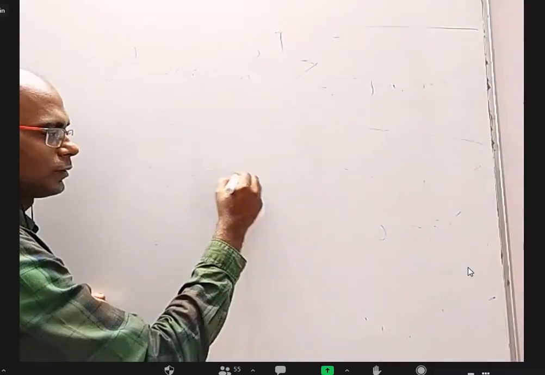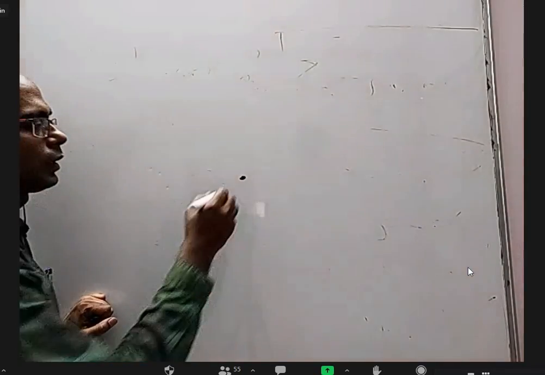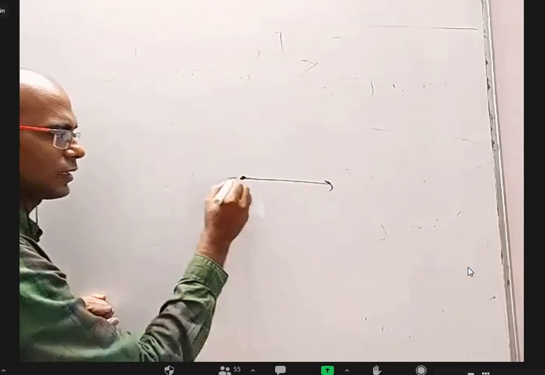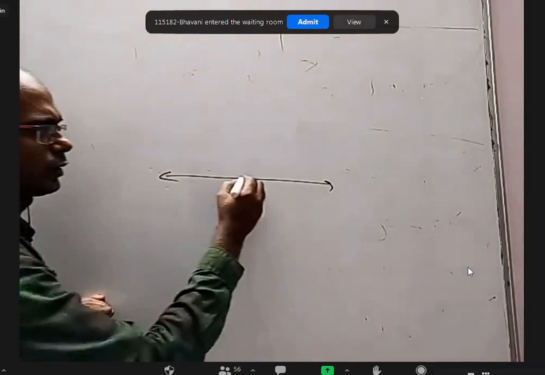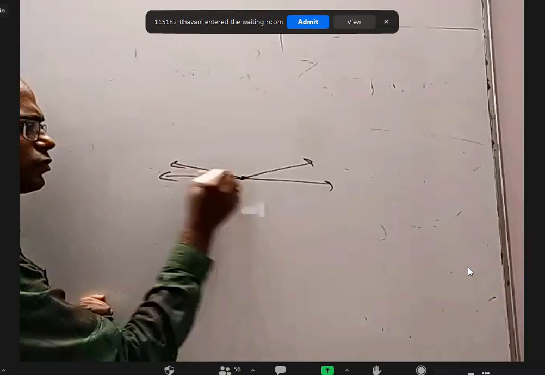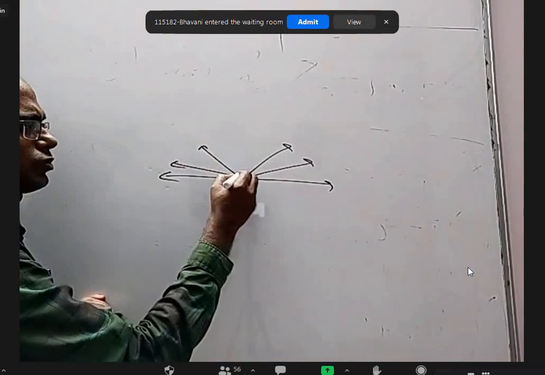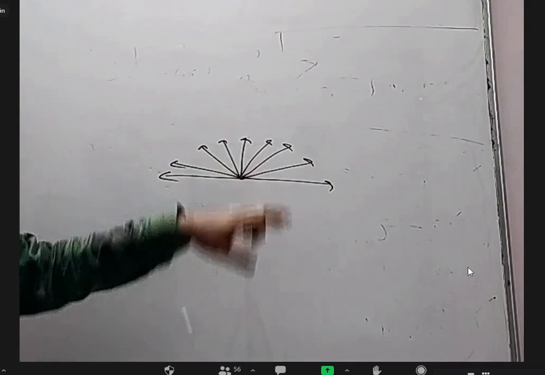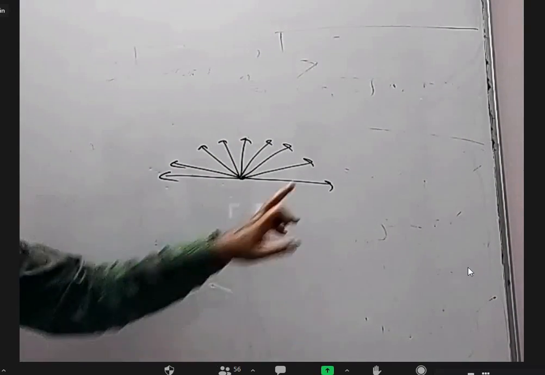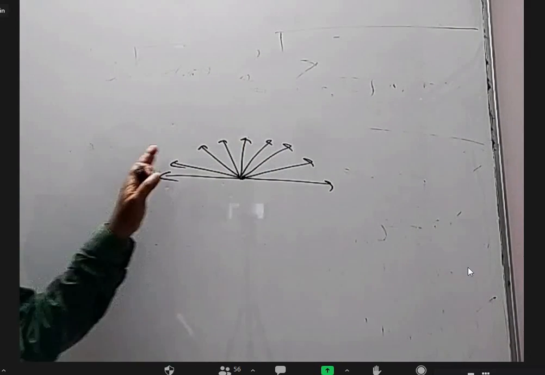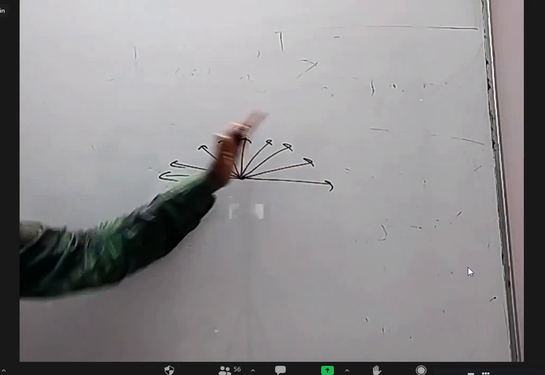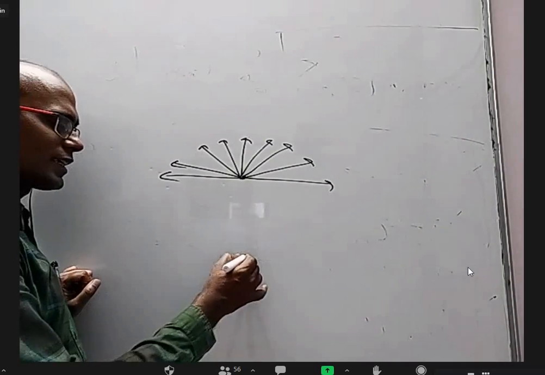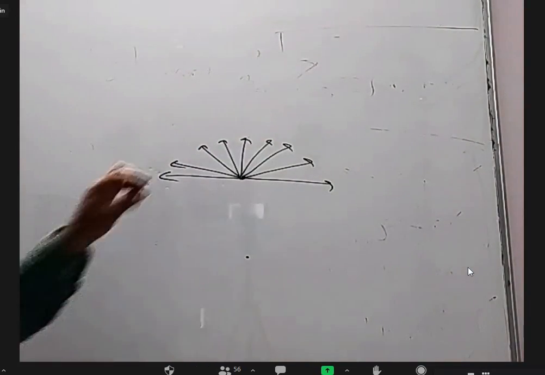I have a particle on which one force is acting like this, one force like this, one like this, one like this, one like this. Total how many? 9 forces, all of the same magnitude, 1 Newton each. They are acting at equal angles. What do you think is the direction of the resultant force of all these?